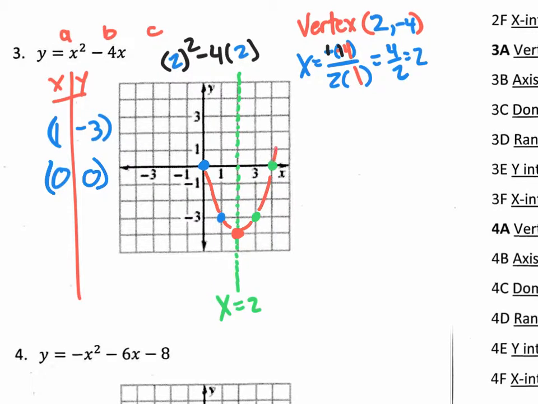Now, I do want to mention this, guys. It's not really necessary to use an XY table when your A value is 1, because you can use the pattern 1, 1, 2, 4, 3, 9. From the vertex, you could have gone 1 over, 1 up, and you'd get to that green dot. You could have gone 2 over, 4 up, and gotten to that green dot. You could have gone 3 over, and then 9 up, and you'd actually get to this dot up here.